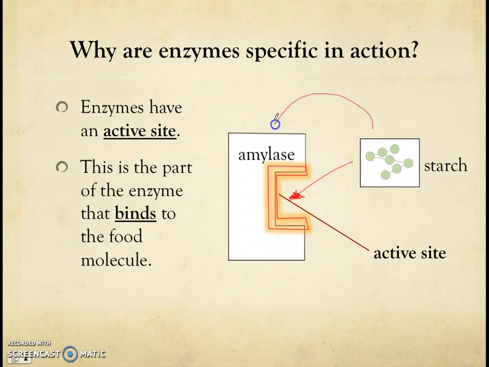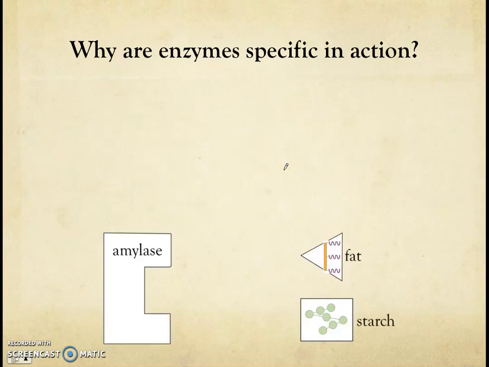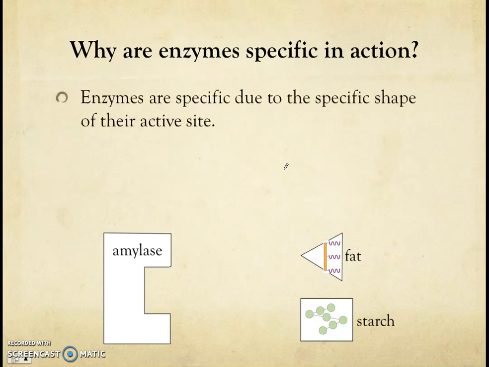Starch does not bind to other parts of amylase, right? It cannot bind to this part or to the back. It can only bind to the active site. So enzymes are specific in action because of the specific shape of their active site.